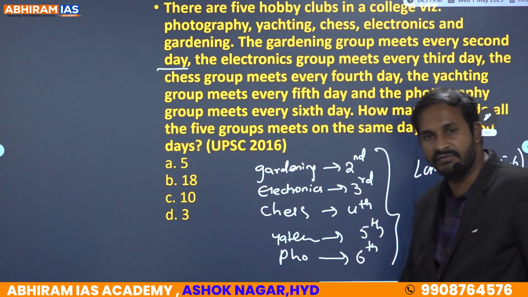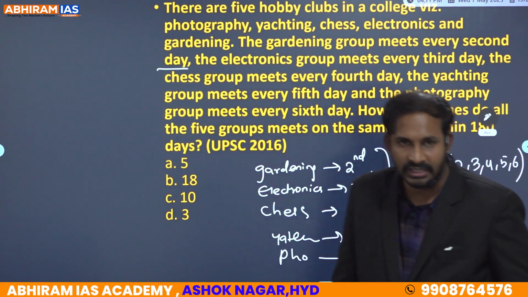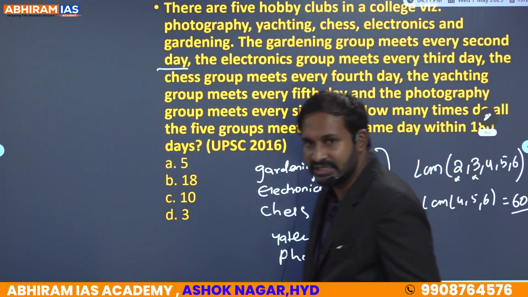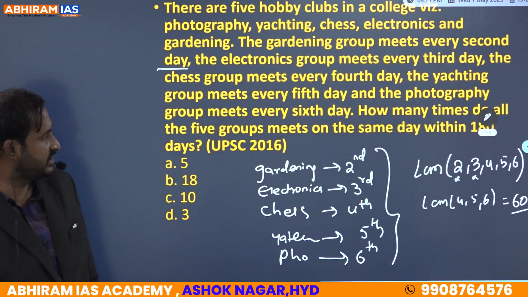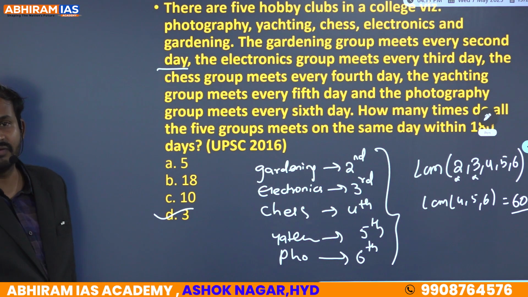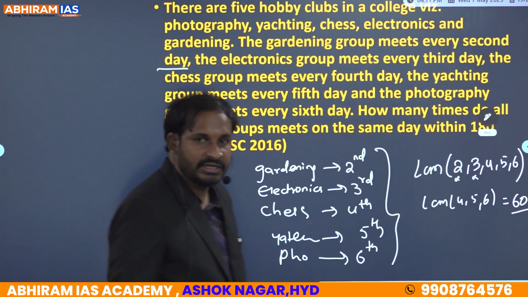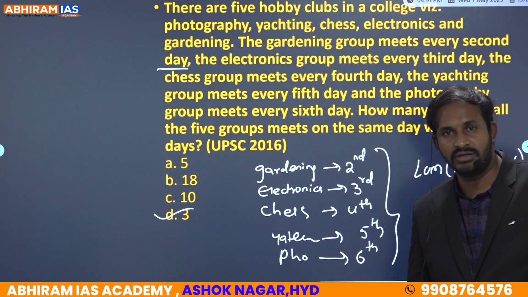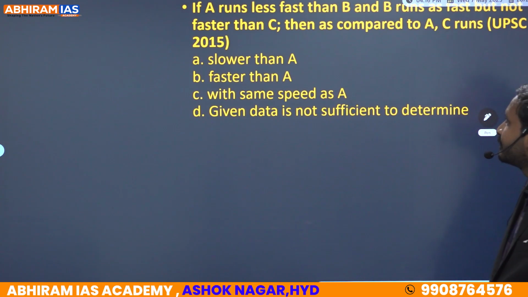What is the LCM for 4, 5 and 6, students? It is 60. Right? The LCM for 4, 5 and 6 is 60. So now that means every 60 days they all will meet once. In 180 days, how many 60 days will we have? We will have 3. That means they can meet how many times? 3 times. In 180 days, they can meet 3 times. Right. Next one.